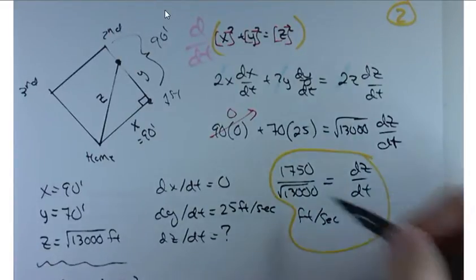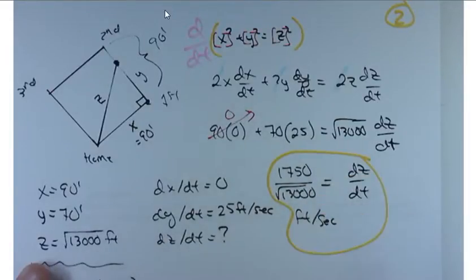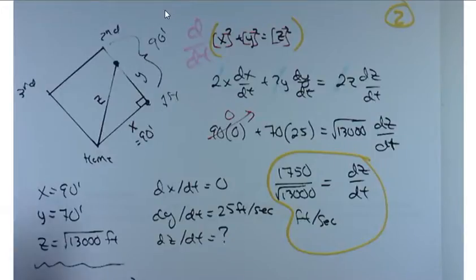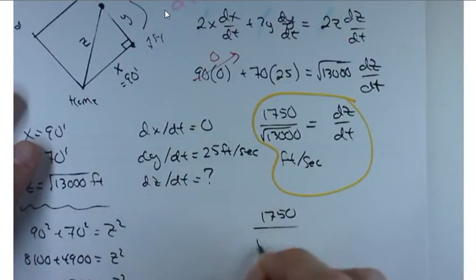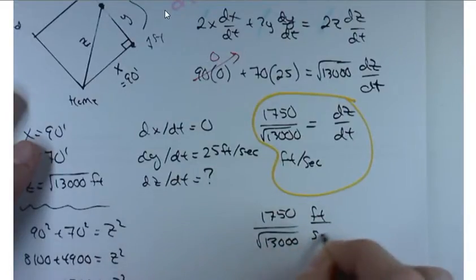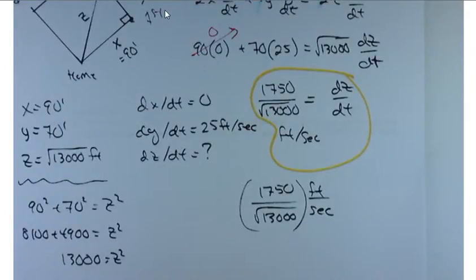Yeah, ideally, I should write it right next to this, but I didn't leave myself room. But it's in feet per second. Well, it's the whole thing. It's 1750 over square root of 13,000 feet per second. So just regard this as one number. Let's actually find a decimal value for that. You got me curious here.